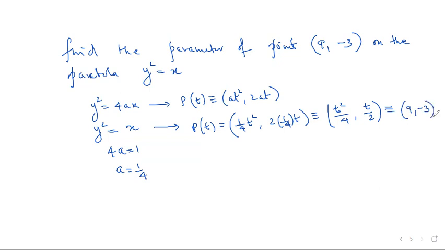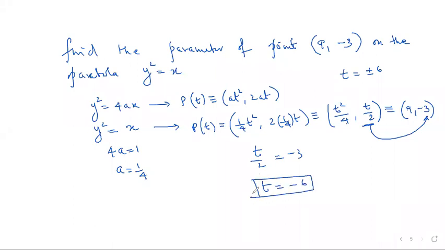Now tell me t's value from this. What should be t's value? Plus or minus 6. If I put 6 here, 36 by 4 is 9, but I won't get minus 3. So you need to equate only the y coordinate. Don't equate the x coordinate. So what we'll say, t by 2 is minus 3. So t is minus 6. No problem?